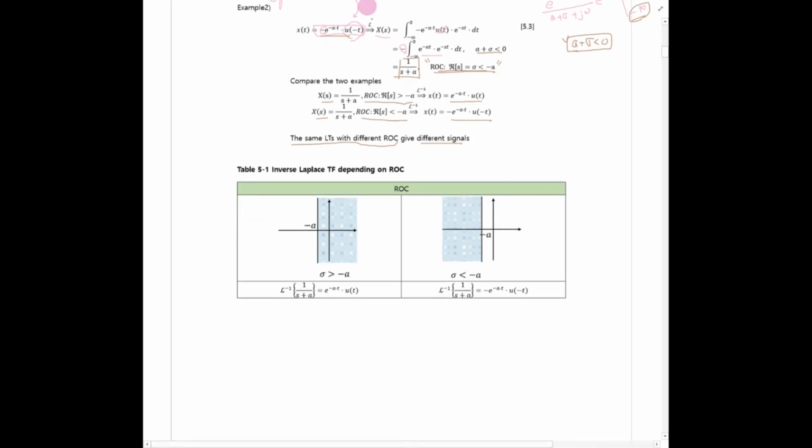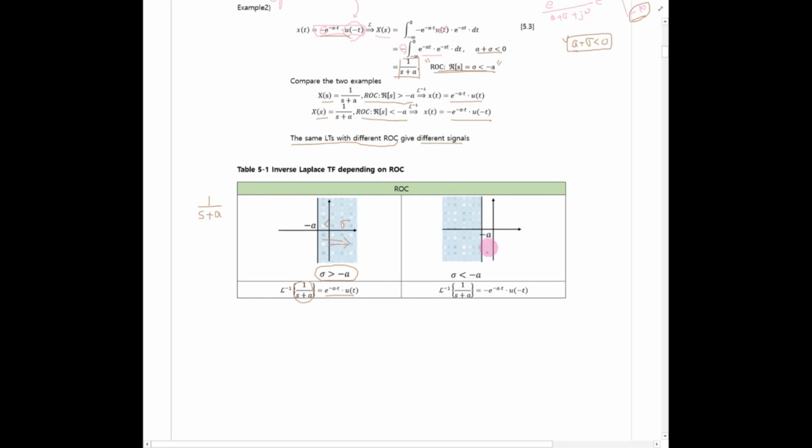Here is the comparison. Region of convergence one is this part: sigma should be greater than minus a. So this part is the region of convergence for this Laplace transform. We consider both signals as having the Laplace transform 1 over s plus a, but one has a region of convergence with this pattern. With this region of convergence, it gives a right-handed signal.